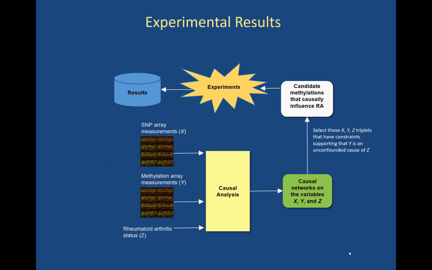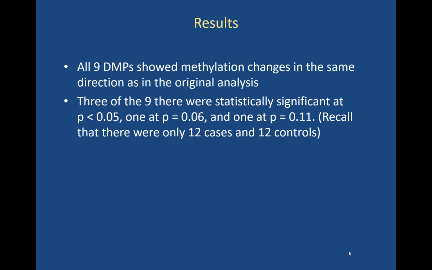The results that they found are as follows. All 9 of the DMPs that were found by the causal analysis, using a method that's very similar to what we illustrated in the hypothetical example, showed methylation changes in the same direction as the original analysis. So there was this type of validation. 3 of the 9 were statistically significant at a p-value less than 0.05. 1 had a p-value of 0.06, and 1 had a p-value of 0.11.